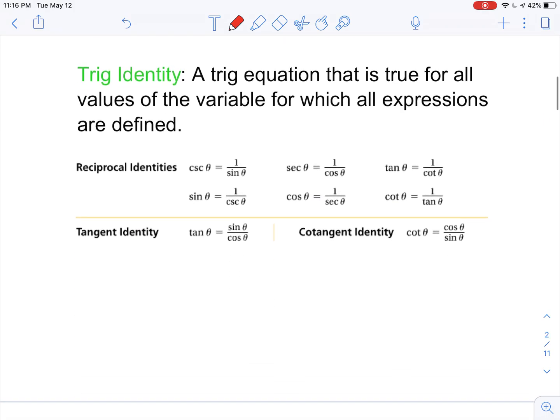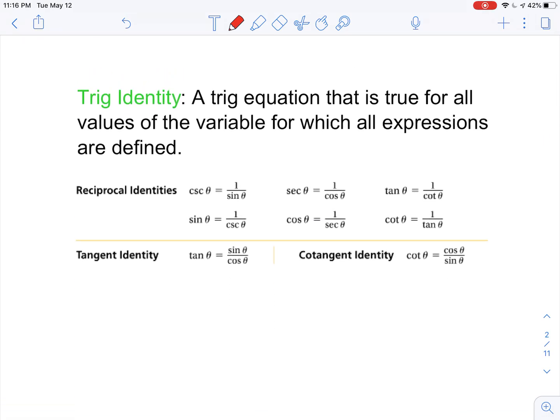But I also gave you another way to look at reciprocals. Remember, a reciprocal can be rewritten as 1 over what is given. So when we talk about trig identities, we're going to be using that representation to make substitutions to help us simplify. First off, what is a trig identity?